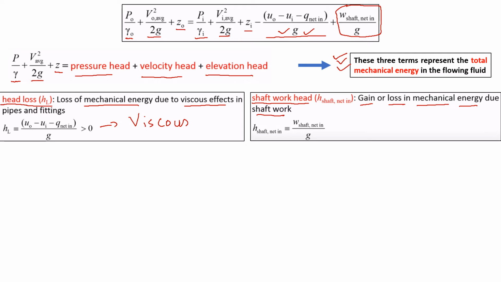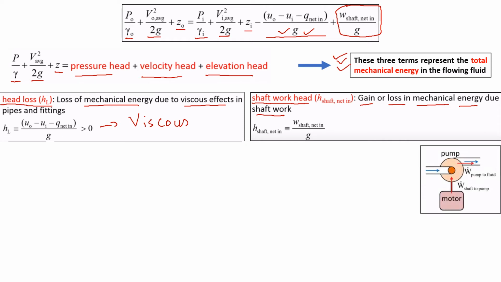Remember that we are talking about a system, and the system is our fluid, and this gain and loss of mechanical energy is in the fluid: either the fluid is gaining mechanical energy or it is losing mechanical energy. So there are two cases when we talk about shaft work. One is the pump. In the pump, the fluid gains mechanical energy because the shaft is working on the fluid. It is transferring energy to the fluid. So the mechanical energy of the fluid is increased in this case.